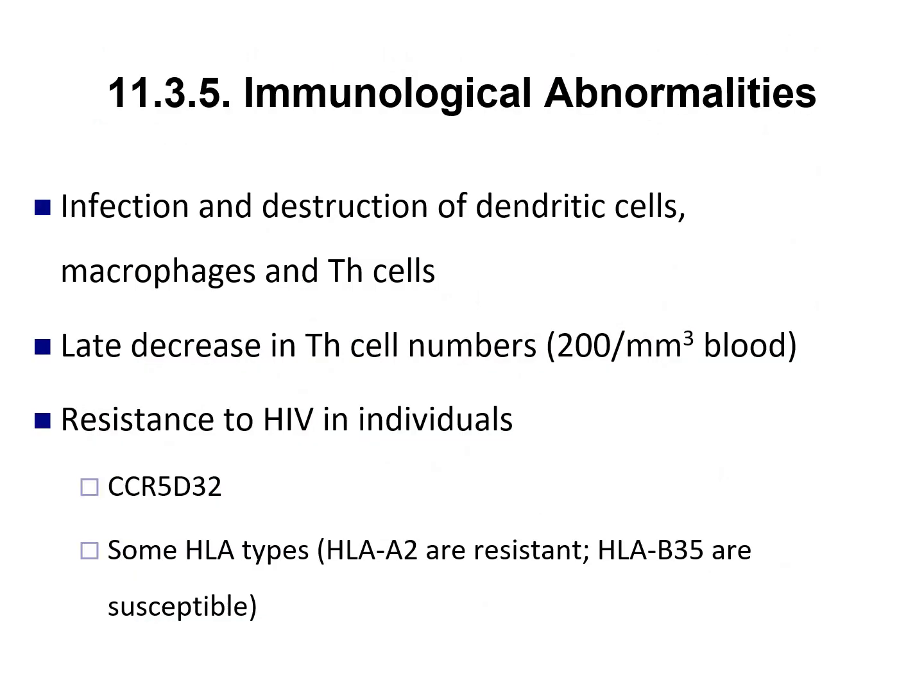We can also find immunological abnormalities, for example, infection, destruction of the dendritic cells, macrophages, and T helper cells. The T helper cells may decrease in numbers later on, and certain chemokines, cytokines, may be resistant to people with HIV, like CCR5D32, that is a chemokine receptor, and certain HLA or MHC types, HLA-B35 are susceptible.